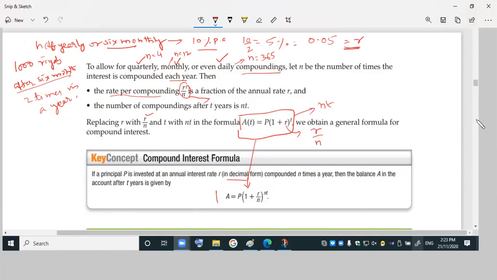So the new formula for compounded quarterly, monthly, half yearly, even daily, we will use this formula to find out. So now we have the questions on this one. Next.